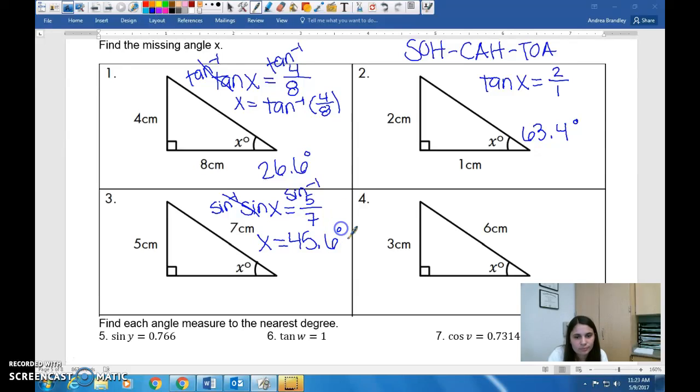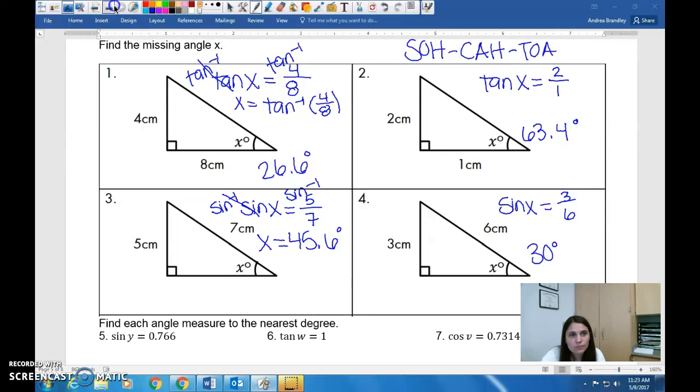45.6 degrees. And then number 4, I again know the opposite and hypotenuse, so I'm going to use the sine equals 3 over 6. So the inverse sine of 3 over 6 is 30 degrees. So this angle is 30 degrees.